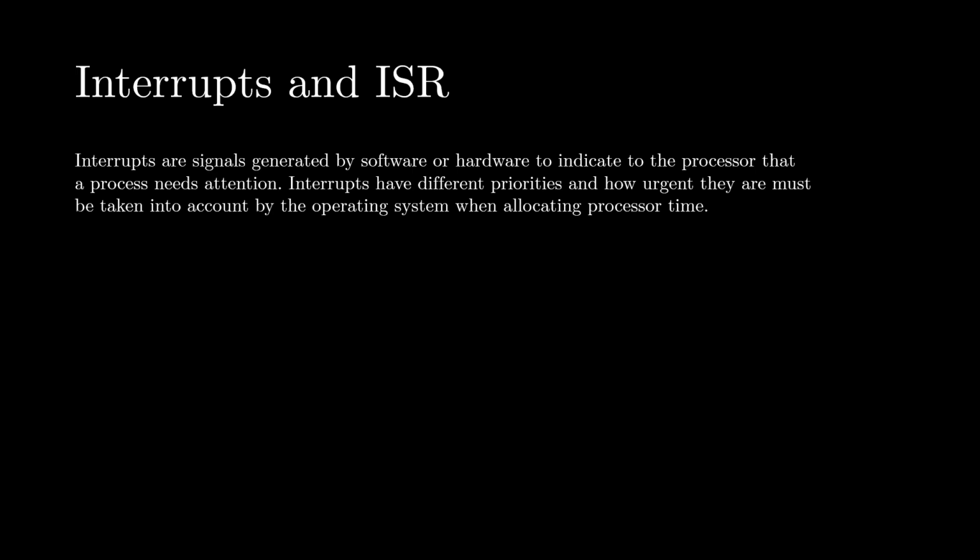Now we got interrupts and the interrupt service routine. So interrupts are signals generated by software or hardware to indicate to the processor that a process needs attention. Interrupts have different priorities, and how urgent they are must be taken into account by the operating system when allocating processor time. How I like to think about this is, it's sort of like a firefighter. They might be just doing random stuff like eating food, until they get a call that some house 2 kilometers away is on fire. They've got to stop everything they're doing and put all their attention onto that, and that's higher priority than whatever they were doing before.